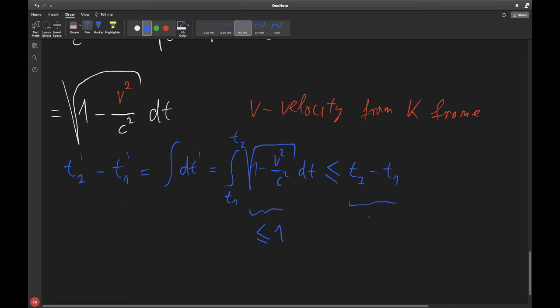Well, so these t2 and t1 are in the k frame, while the t2 prime and the t1 prime are in the k prime frame. So this means that the time difference viewed from an outside world is going to be more than the time difference measured in the moving frame. The time that the clock measures in the moving frame is less than the time measured from the outside world.